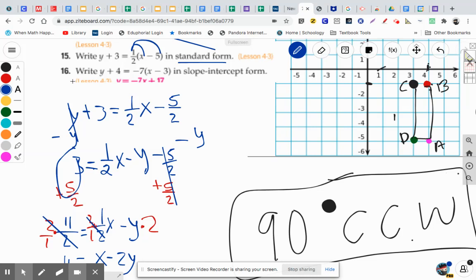All right, next. Number 16 says write y plus 4 equals -7 times the quantity of x minus 3 in slope-intercept form. Well, here, to be in slope-intercept form, you just want the y by itself. So that means you're going to break the parentheses and then just solve for y. That means eliminate everything and get the y all by itself. And so you'll see the solution says y equals -7x plus 17. And I think you can work from there. All right, let me go back to the review.